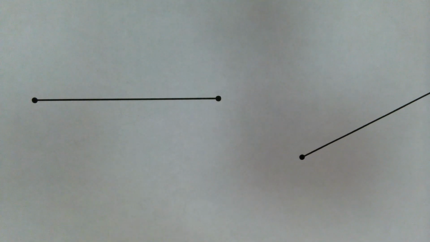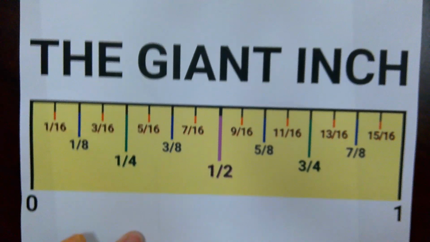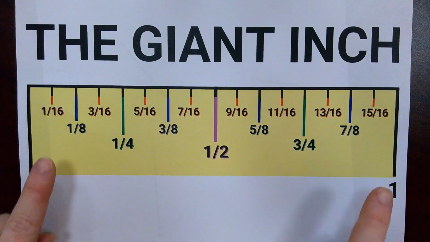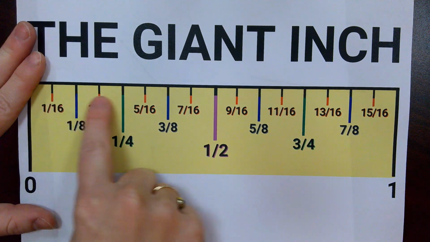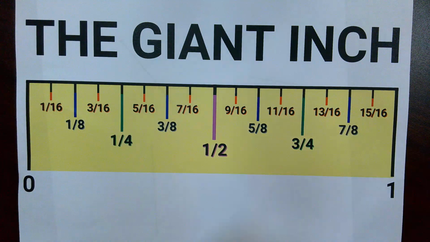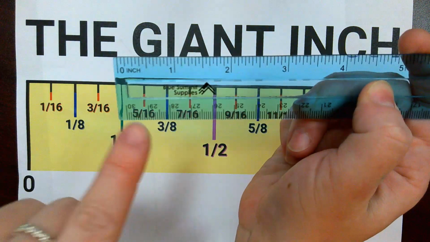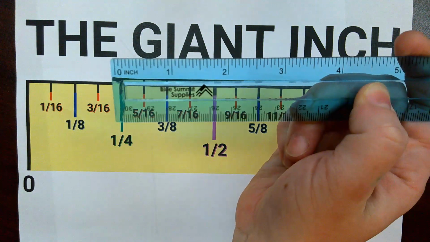So, look at this paper I gave you. It says the giant inch. Okay? Basically, what this is, it's a guide for how we use a ruler. In between every inch, there are all these little tiny tick marks on a ruler, okay? And you'll see that on the rulers you have. You see that there is a 0, a 1, and a bunch of little tiny tick marks in between.